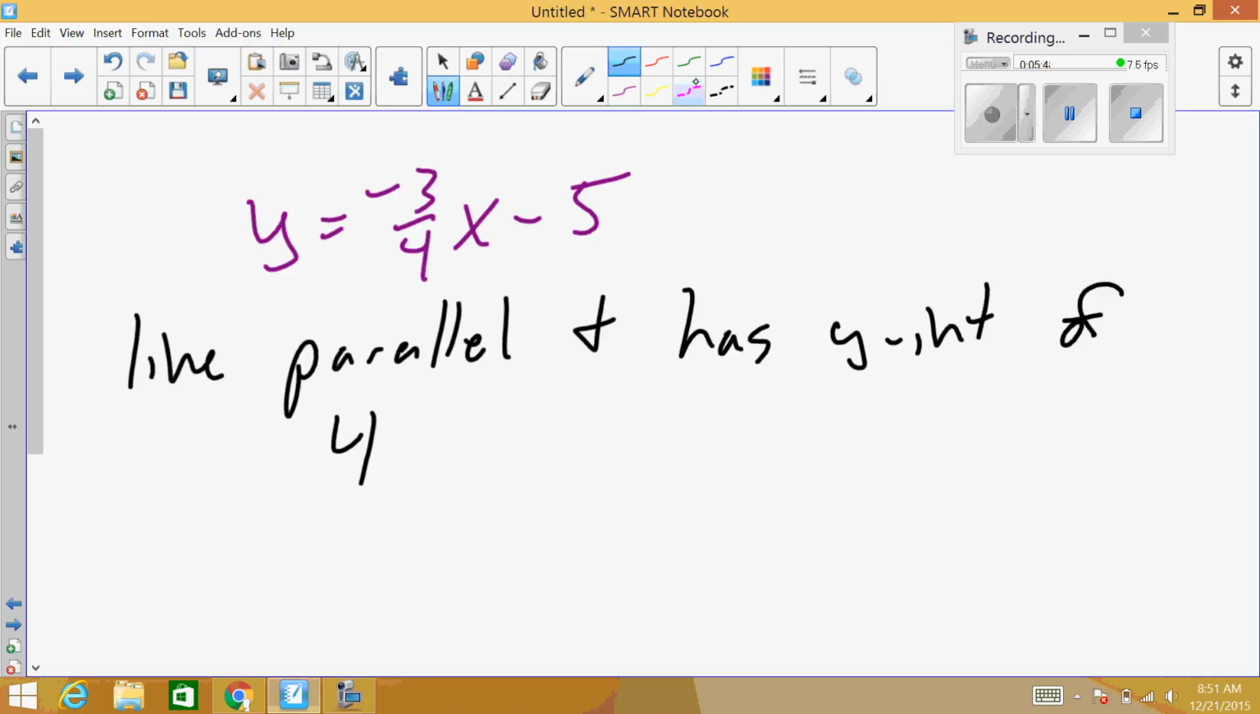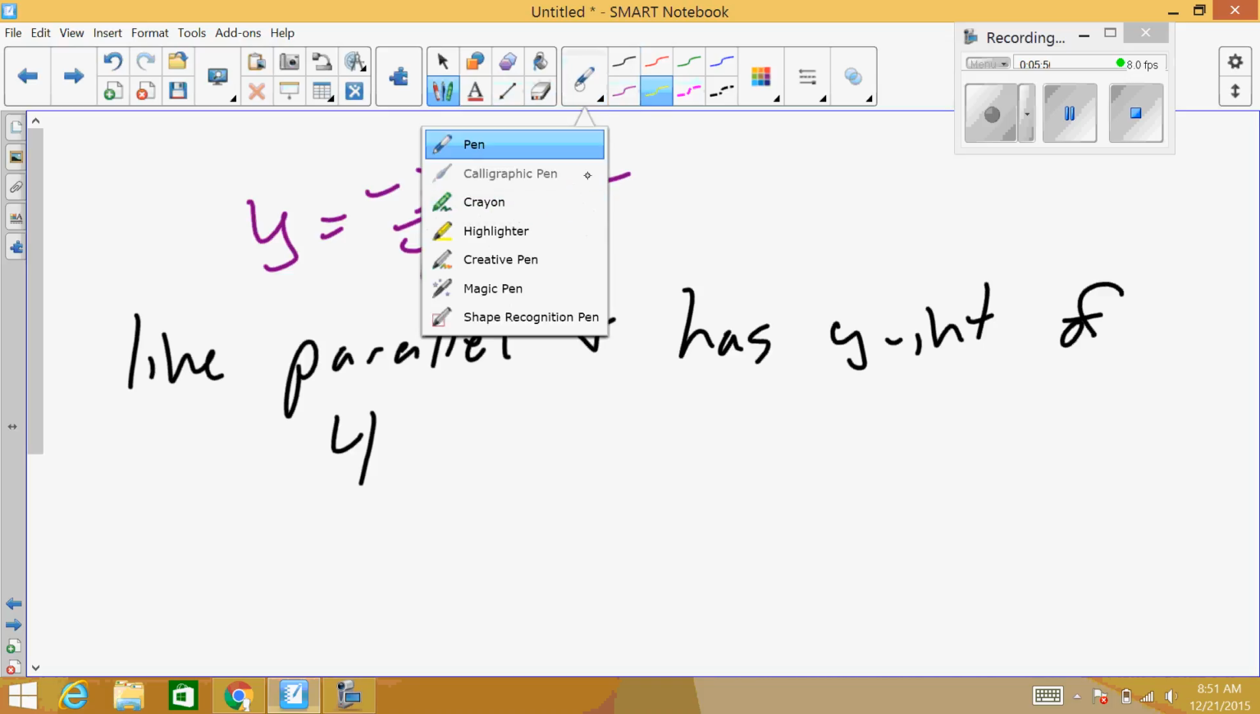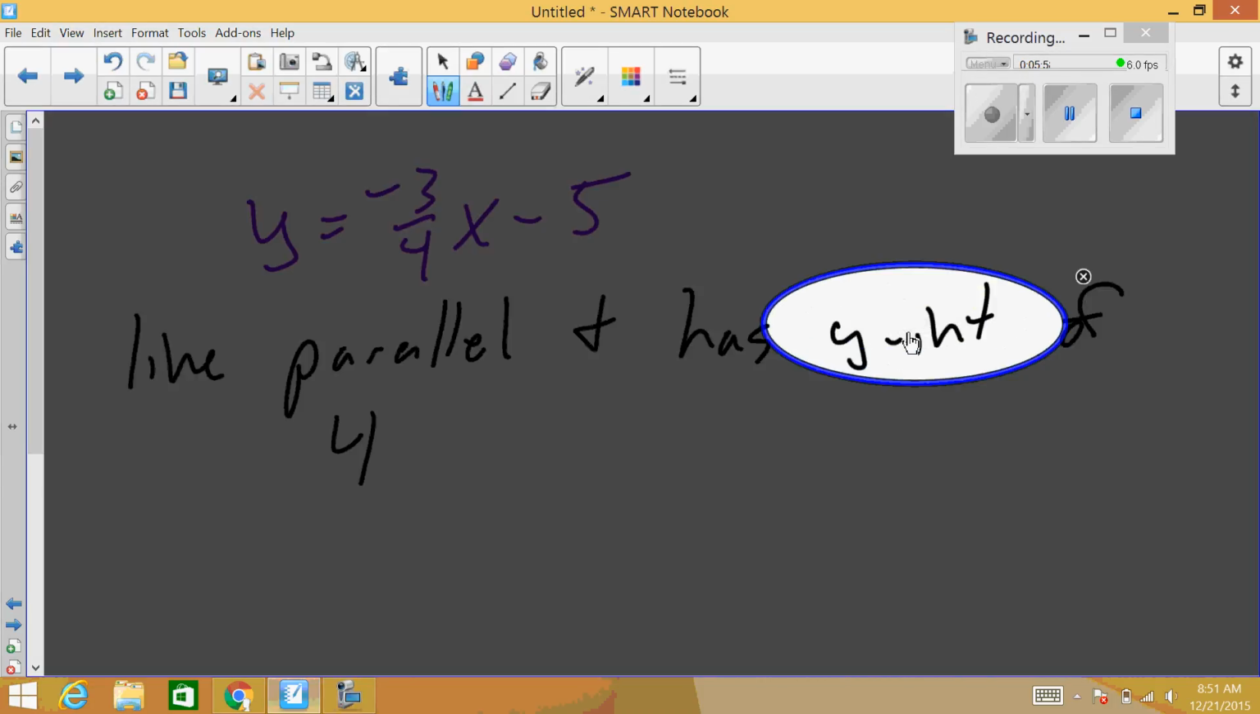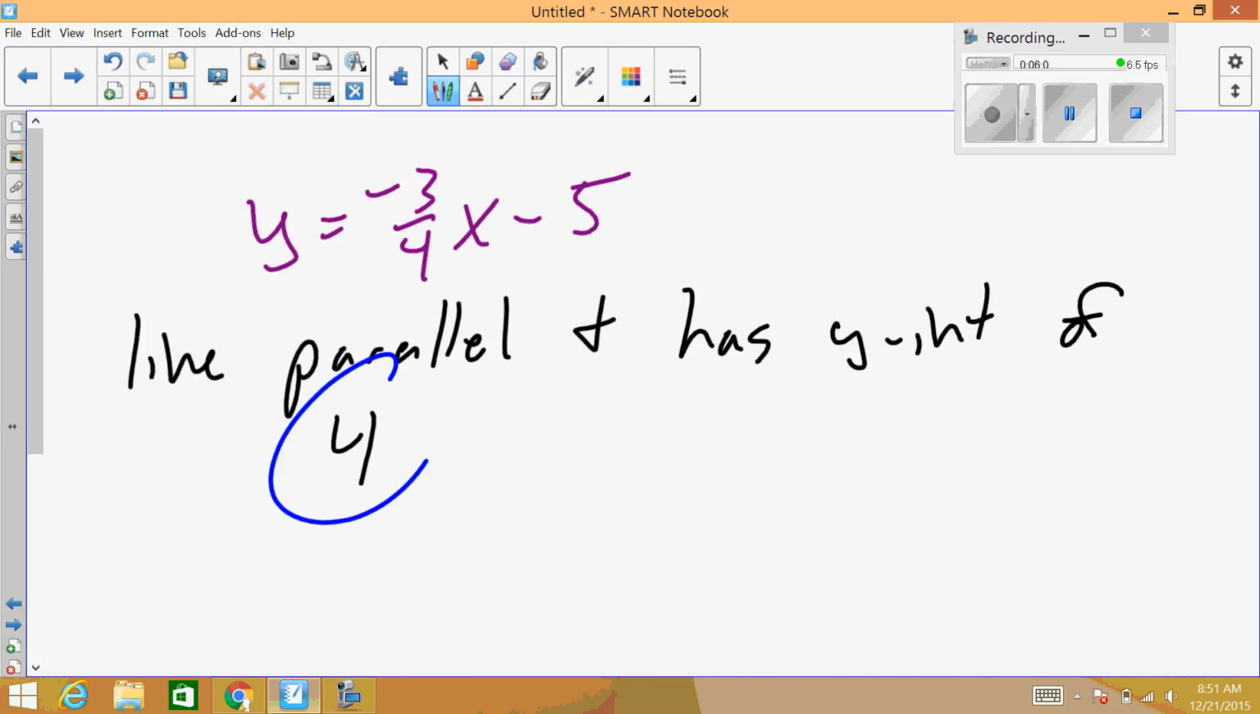I know the slope because lines are parallel. They have to have the same slope as what my original did. So my new line's going to have that slope, and I know what the y-intercept is. Right there tells me that the y-intercept is 4. Perfect. So I can go to slope-intercept form.